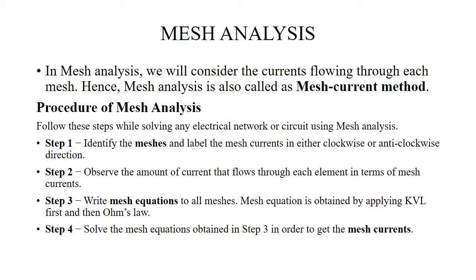Let me see the procedure for mesh analysis. Step 1, we have to identify the meshes and label the currents in either clockwise or anti-clockwise direction. The second step, we have to observe the current flow through each element in terms of mesh current. Then the third step, we have to write the equation for all the meshes by using the KVL method or Ohm's law method. At last, we have to solve the mesh equations obtained in step 3 and find out the mesh currents.